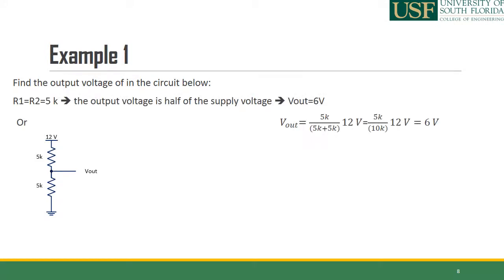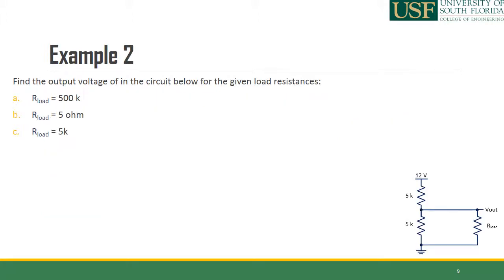As we know, if we have a 5 kilo ohm and a 5 kilo ohm resistor, two identical resistors, it's a voltage divider that divides the voltage in half. Therefore, the output voltage would be 6 volts. If you prefer to solve the circuit by using the equation, it's a voltage divider. So R1 is 5 kilo ohm, R2 is 5 kilo ohm, therefore V out would be 5 kilo ohm divided by 5k plus 5k, times 12 volts as the voltage source. Again, the answer would be 6 volts.